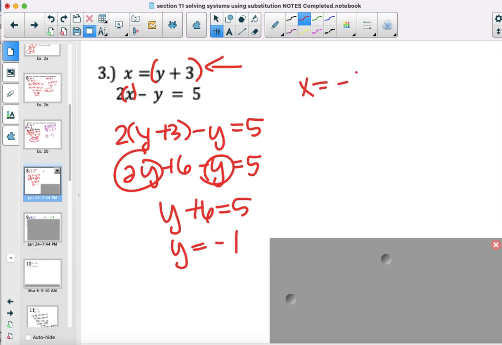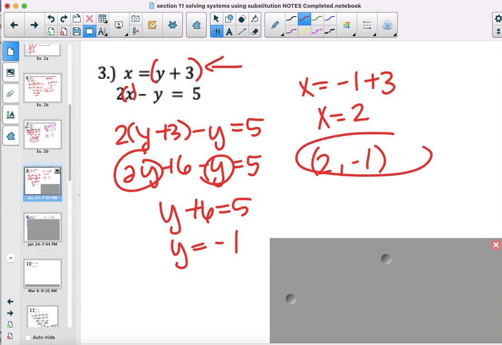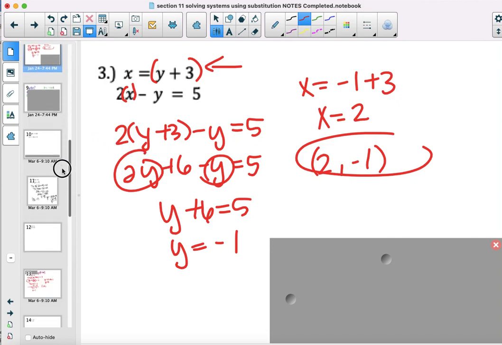So x equals -1 plus 3. Simplifying that down, our answer is 2. So again, 2, -1 is our ordered pair. We want to check and see if it works. So 2 times 2 is 4 minus a -1 would be then 4 plus 1, which would equal 5. So I know that that equation works as well, or that ordered pair is correct.